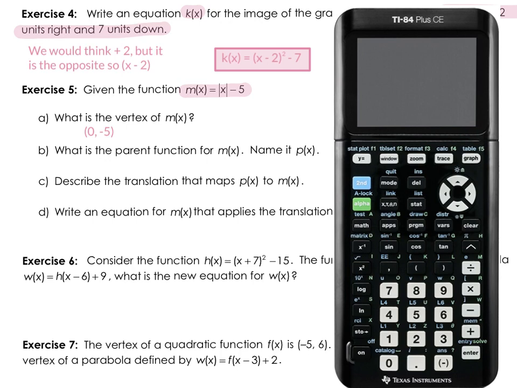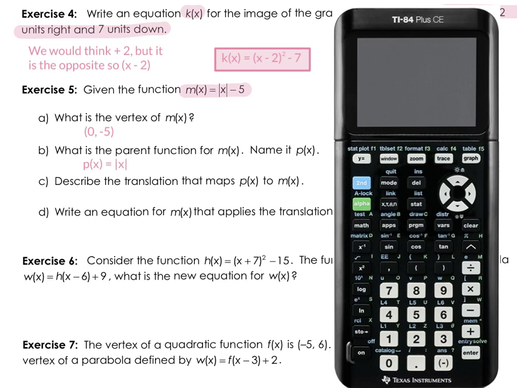The next question says, what is the parent function for m of x? And name it p of x. Remember, we're using p of x because we have to call it something different. It's a new function. So in this case, it's the original function. The parent function, remember, is the most basic form. So nothing has happened to it. So the most basic form for an absolute value is just plain old absolute value of x. No inside or outside numbers because nothing has happened to change my function.